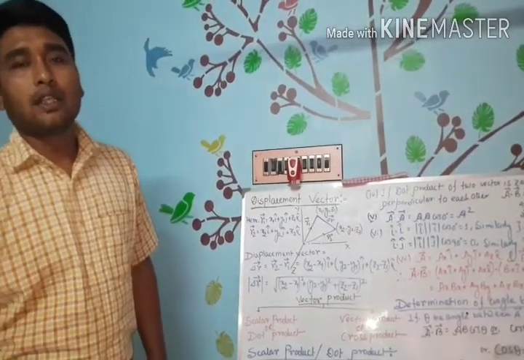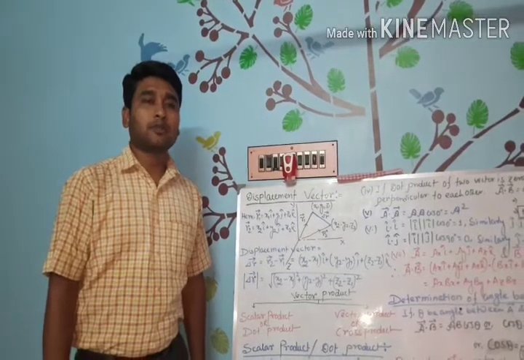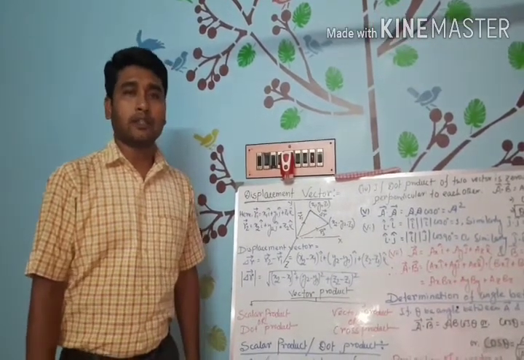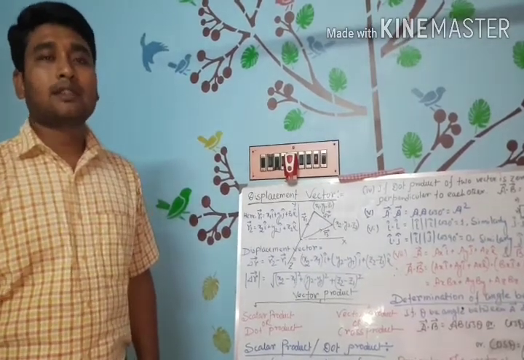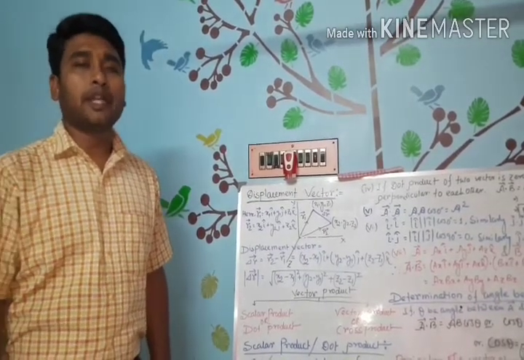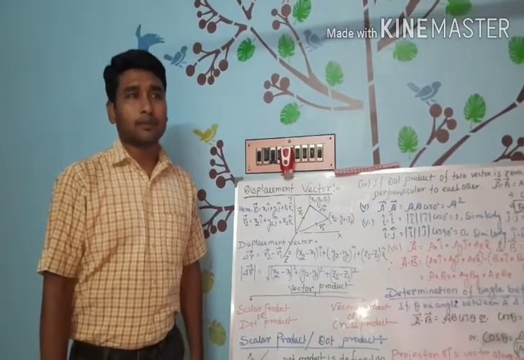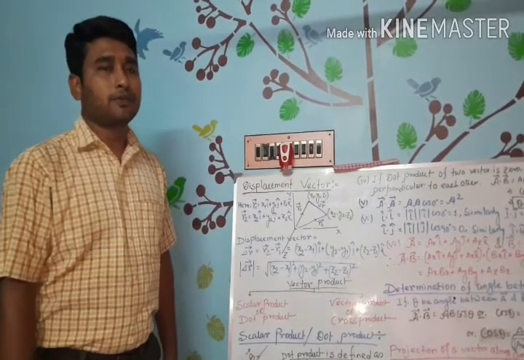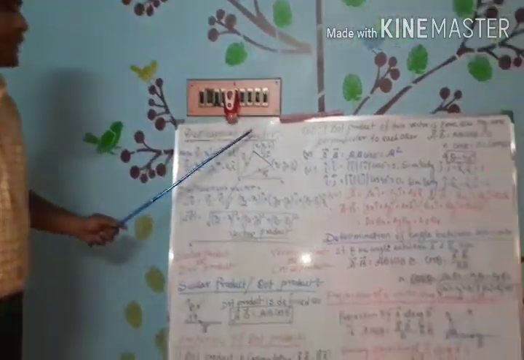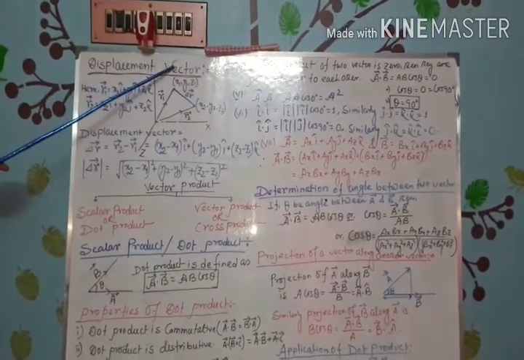Student, in the previous class we discussed up to the concept of direction cosine of a vector, and there we see that the sum of square of direction cosine of a vector is equal to 1. Today we start with the concept of displacement vector. Okay, so what do you mean by displacement vector?